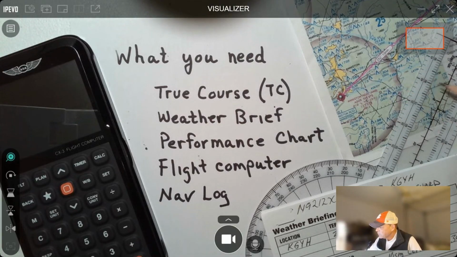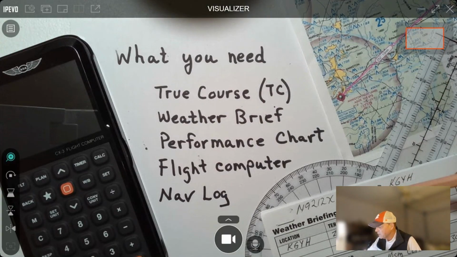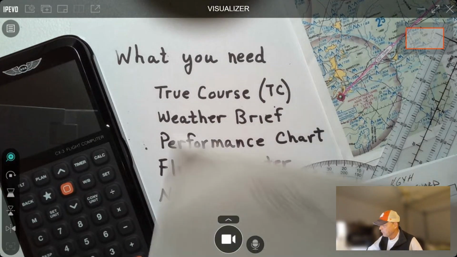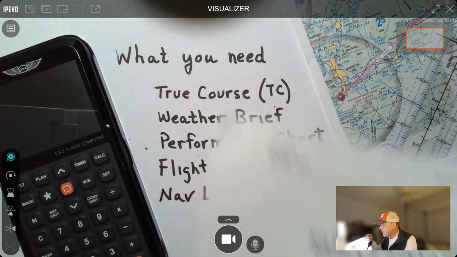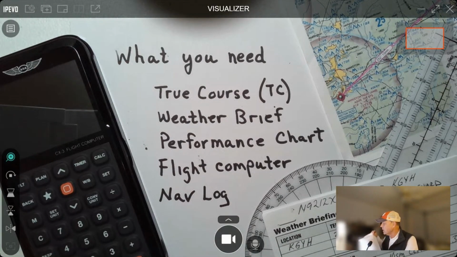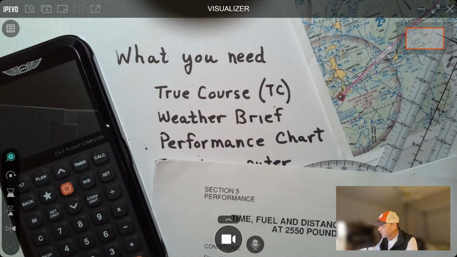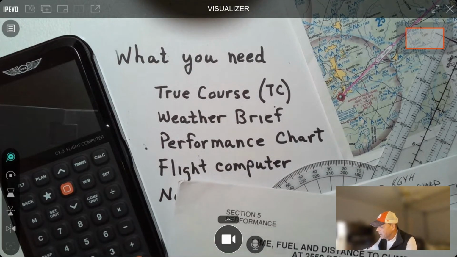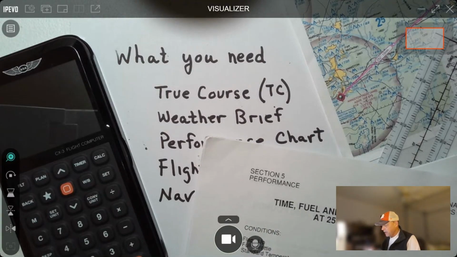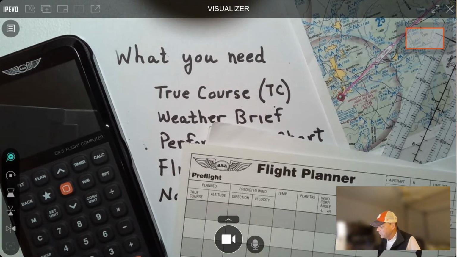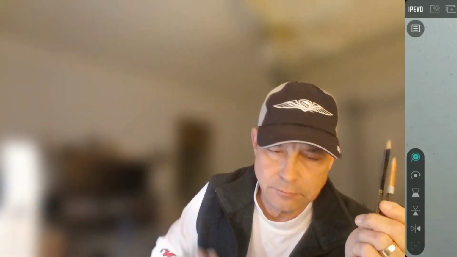You're going to need your true course, which you've determined with your plotter and your sectional. You're going to need your weather briefing. You're going to need your performance charts that are found in the pilot's operating handbook. In particular, we'll be looking at the time, fuel, and distance to climb. You're going to need a flight computer, a nav log to organize this information, and a lot of sharp pencils and some scrap paper.